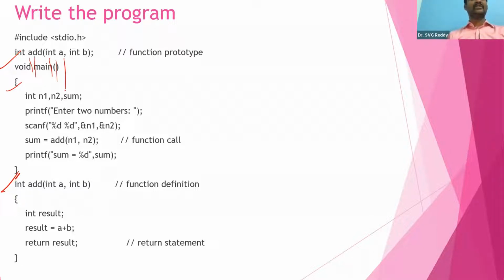Then it checks for any spelling mistakes. For example, a spelling mistake in void: if I write vid instead of void, it will stop saying that it can't understand vid. So it checks void spelling, and after void there should be a space. The syntax is void space main, then opening and closing parentheses. Even if you forget the space between void and main, it gives an error.